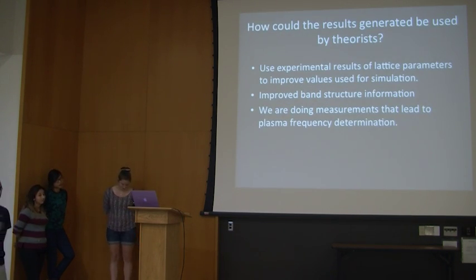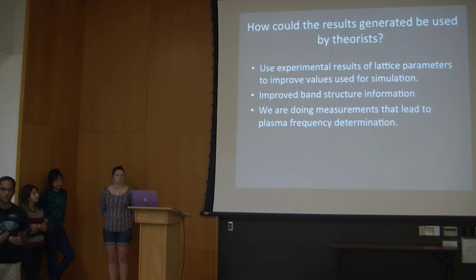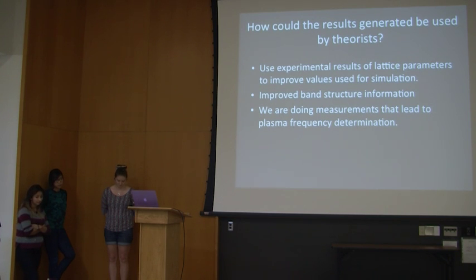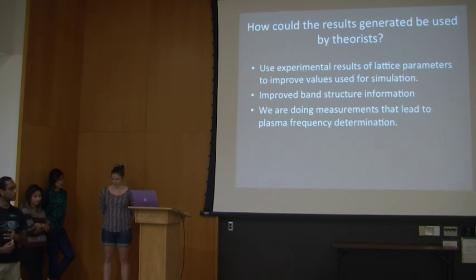And how could our results be used by theorists? So in the paper they talk about a bunch of different pieces of information that theorists use to decide what they think would be insulating and conductive. And so they had guesses for what the lattice parameters were, and that's why we wanted to do XRD. We wanted to do ARPES for the band structure information. And one of the things that the paper said was they thought a low plasma frequency corresponded with being transparent.